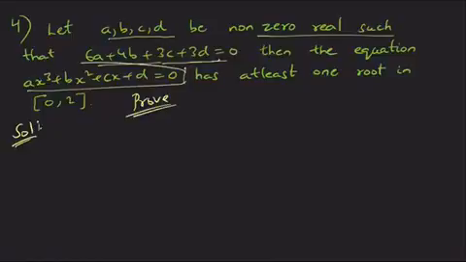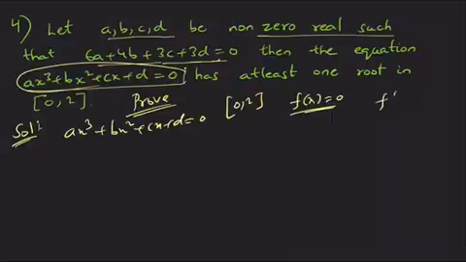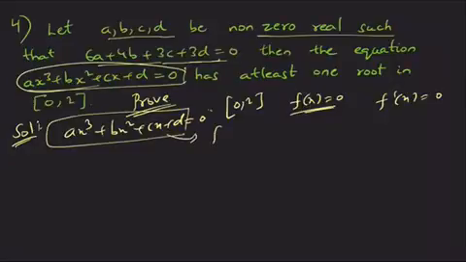Okay, I need to prove that this equation ax cube plus bx square plus cx plus d is equal to 0 has at least one root in the closed interval 0 to 2. I will use the same idea once again which we have used in the previous problem, that between any two roots of f of x is equal to 0, I have at least one root of f dash x is equal to 0. So this function is my f dash of x here.